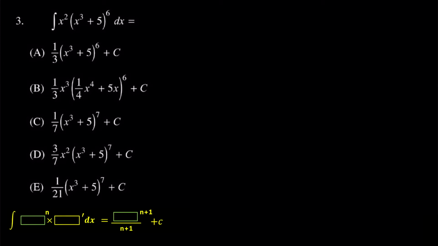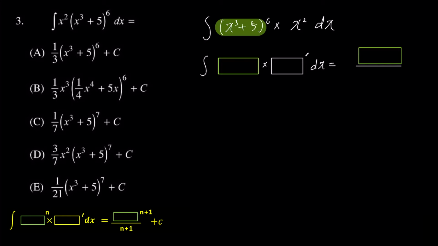This is the final problem for the basic box rule. Can you see the answer already? Let's go for it. We'll put x cubed plus 5 in the green box and adjust the exponent to 6 and put 3x squared, the derivative of x cubed plus 5, in the box prime. As there's no 3 in the equation above, we'll divide the entire equation by 3.